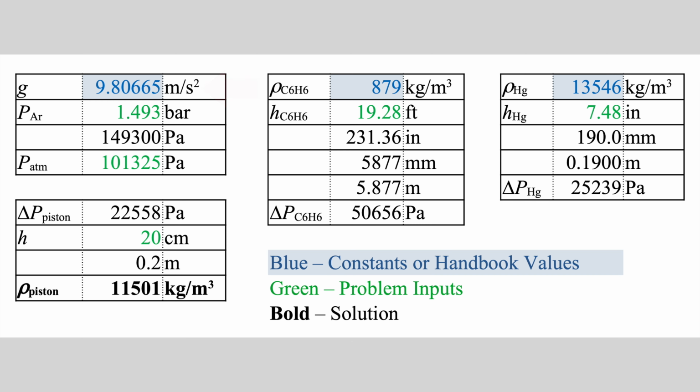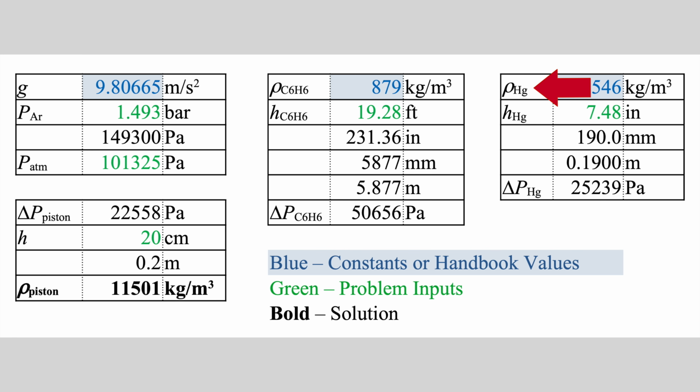Here, we have a spreadsheet of the solution. g is the standard value. The pressure of the argon is given in bar and Pascal. The atmospheric pressure is in Pascal. With the density of the benzene in kilograms per meter cubed, we have the height of the benzene first in feet, then in inches, then millimeters, and finally in meters. The rho g H formula gives the pressure of the column of benzene as 50,656 Pascal.